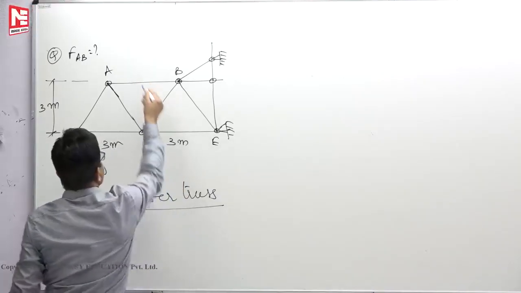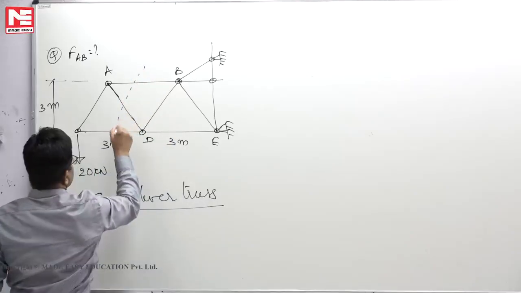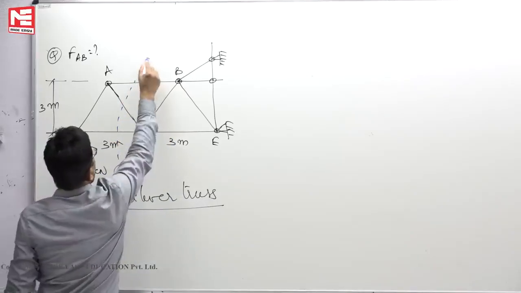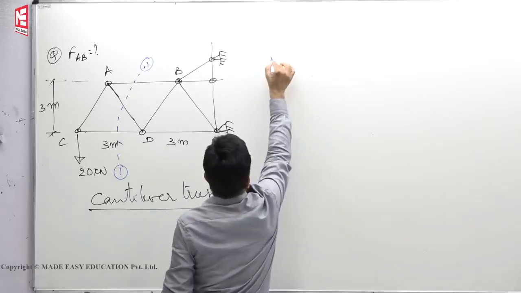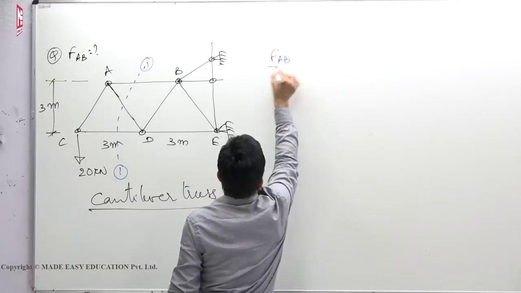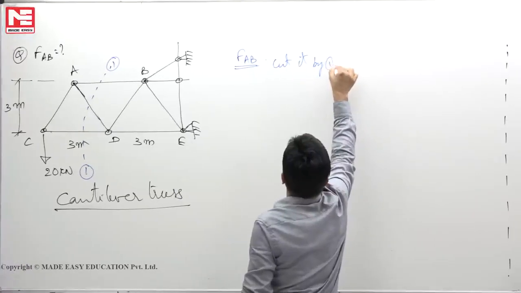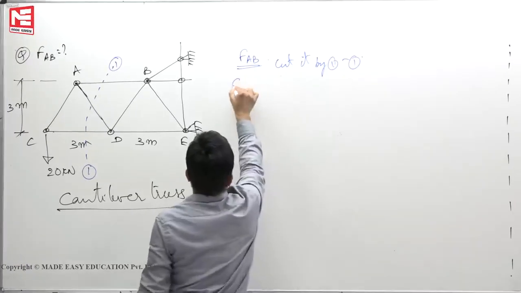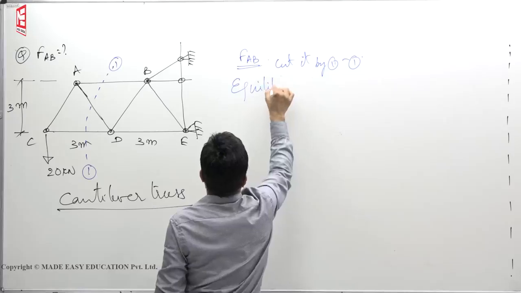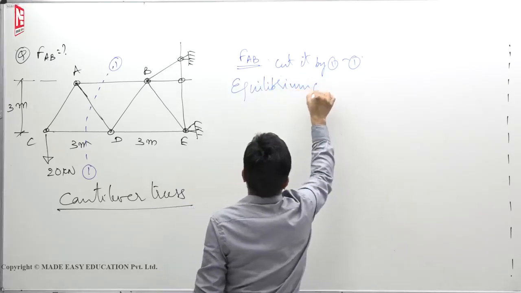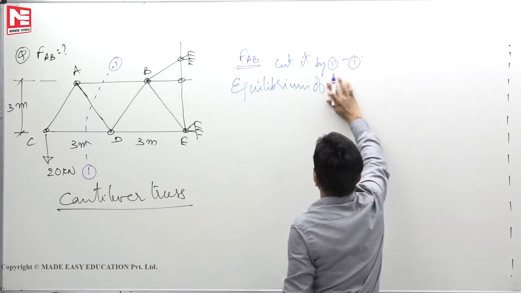Earlier problem we have cut like this. Now we will cut this way. So this is how you have to make it. FAB you want. Cut it by 1 1. Now we will consider equilibrium of LHS of 1 1.